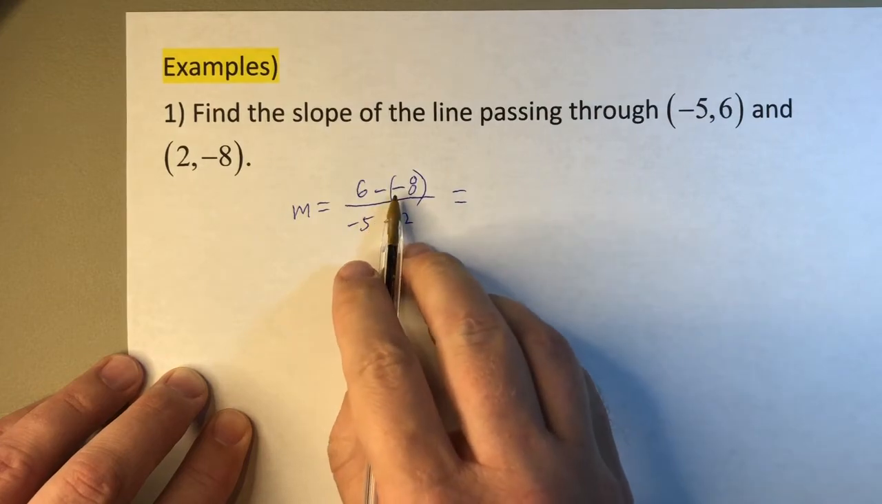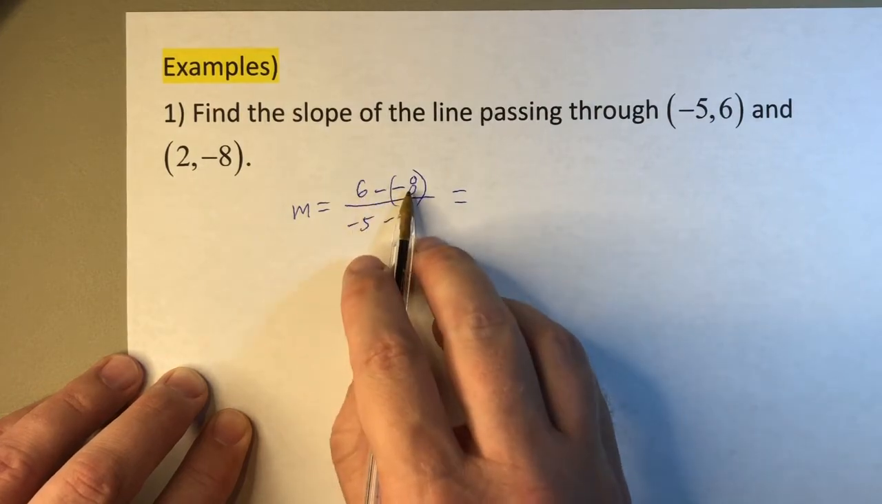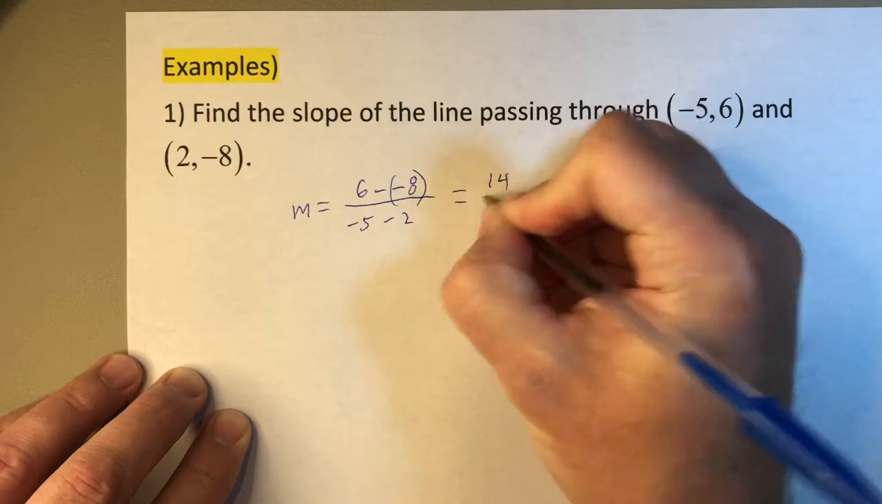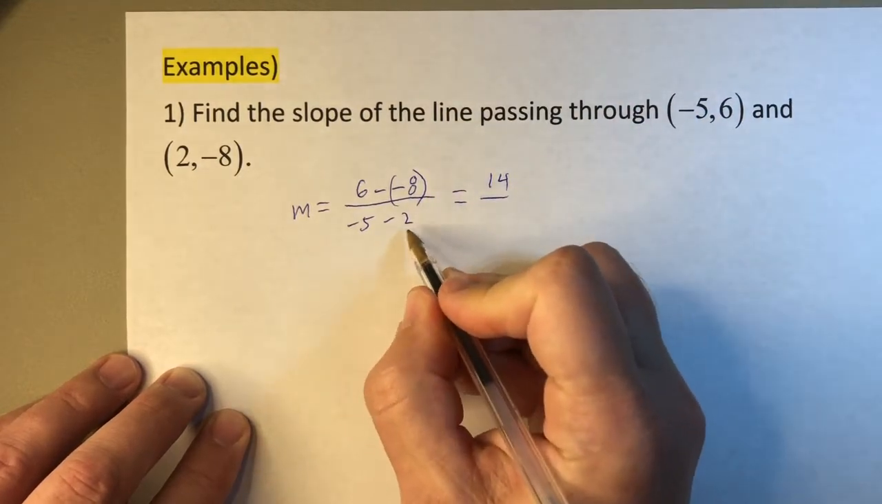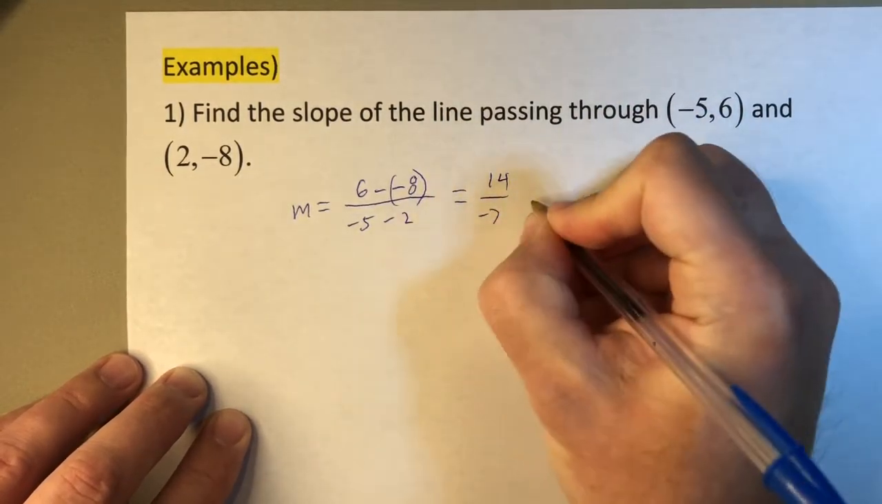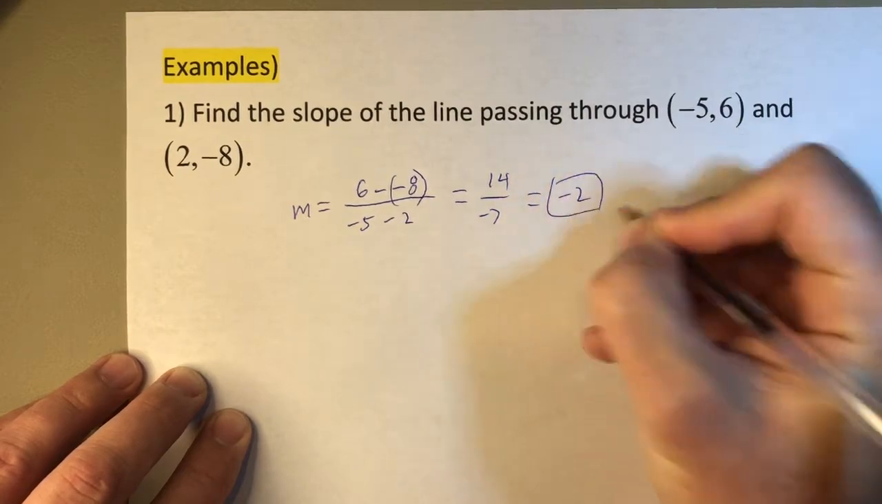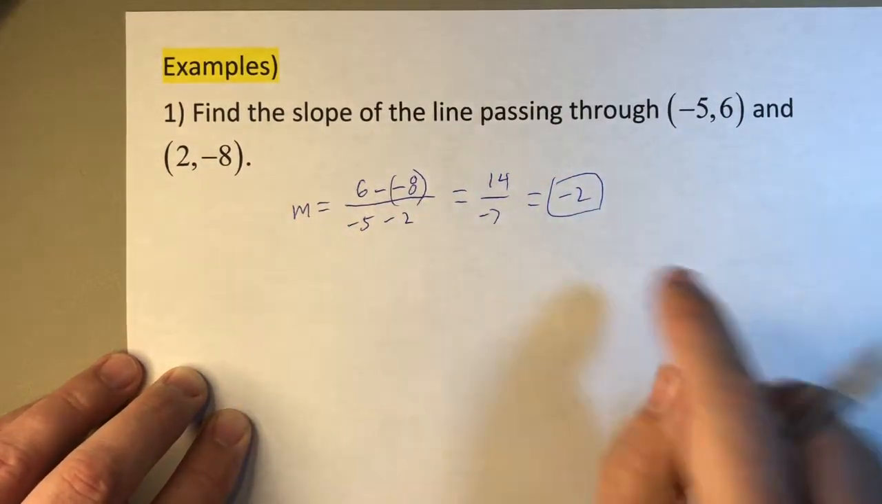A negative times a negative is a positive. So we get 6 plus 8. 6 plus 8 is 14, all over minus 5 minus 2. That's a negative 7, which gives negative 2. So the slope of a line passing through these 2 points would be negative 2.